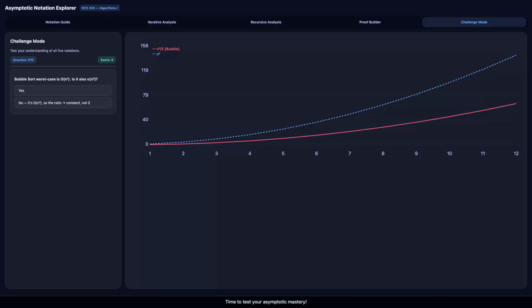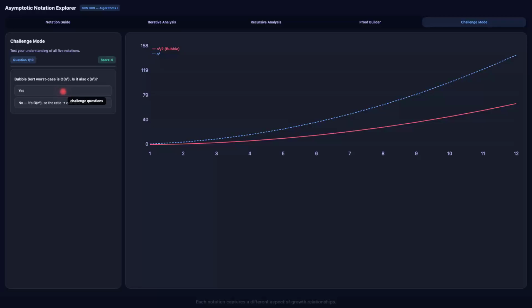Time to test your asymptotic mastery. These challenges will push your understanding of the subtle distinctions between notations. Remember, big O allows equality, small o requires strict inequality. Theta demands both upper and lower bounds. Omega provides lower bounds, and small omega requires strict lower bounds. Each notation captures a different aspect of growth relationships. Let's see if you can navigate these conceptual waters with precision.